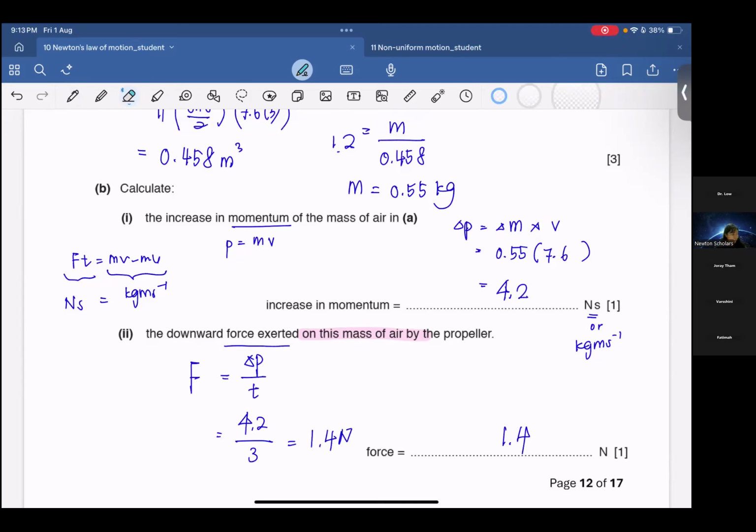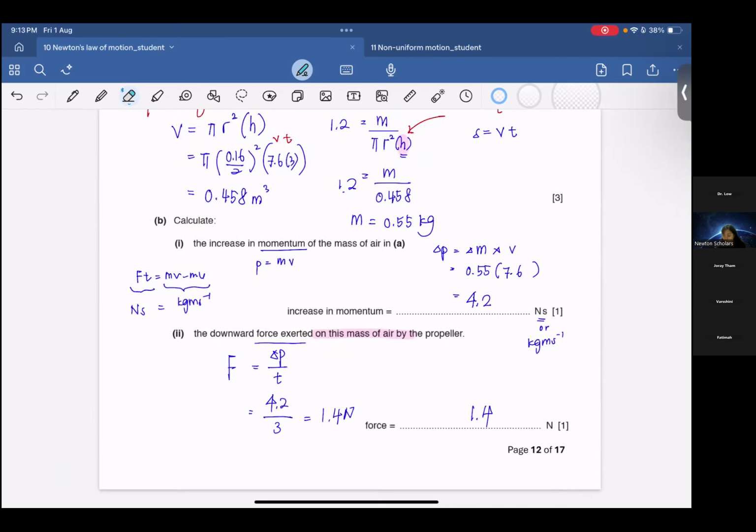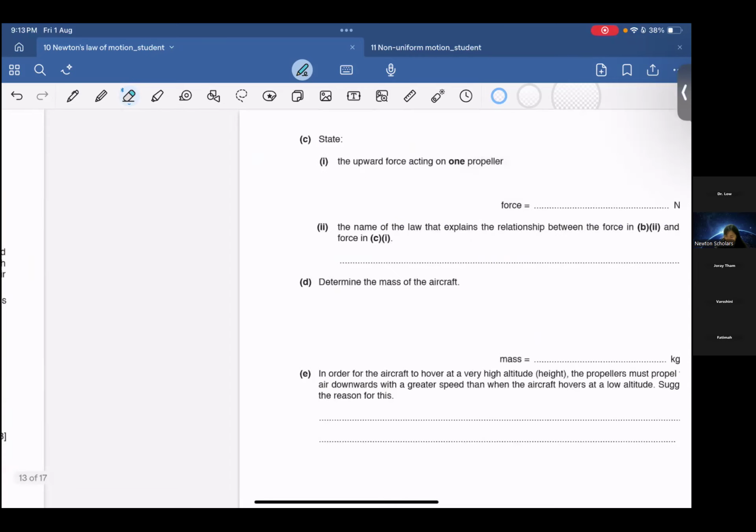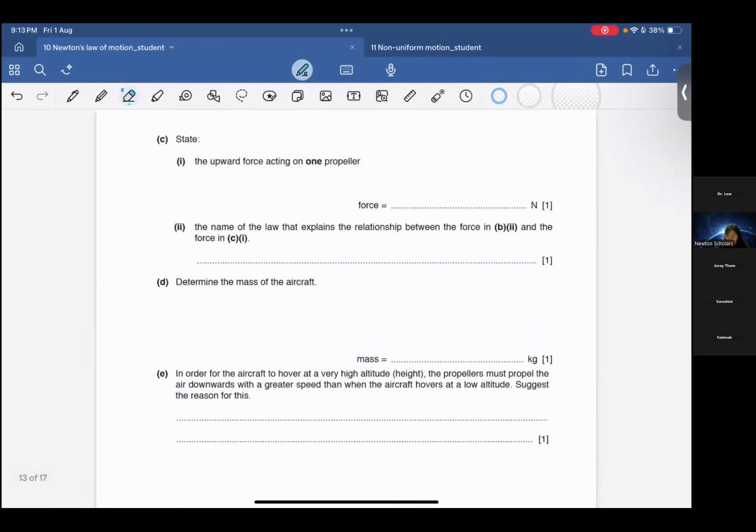Okay, so we go to your page number 13. This is the downward force acting on the mass of A. On A, this is 1.4 Newton. So, the next question is asking you for the upward force. Just now it was the downward force. Now it's the upward force acting on the propeller.